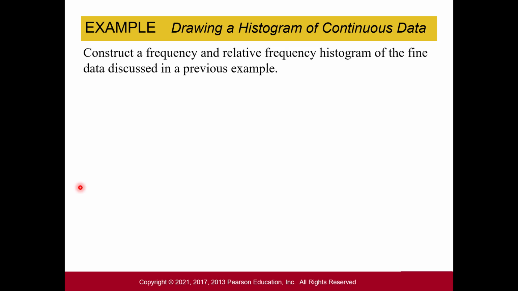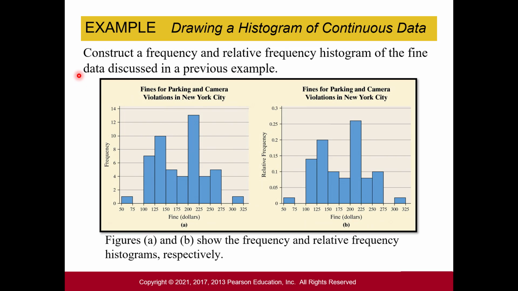So we're going to construct a frequency and relative frequency histogram for the example of the fines that we just talked about from the city of New York. Here we have our frequency histogram and our relative frequency histogram. What I want you to pay attention to is your classes down here at the bottom, and each is an interval. For example, the first class was an interval, or range, from 50 to 75, and then the height is your frequency, or in this case, the relative frequency.